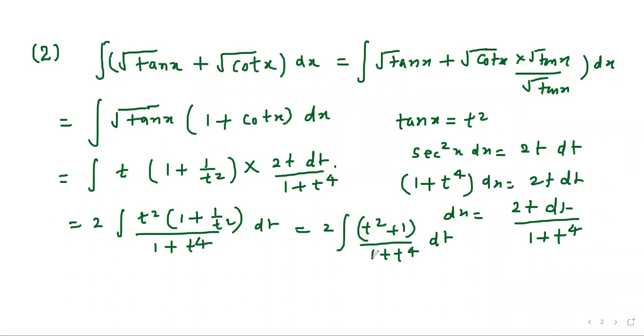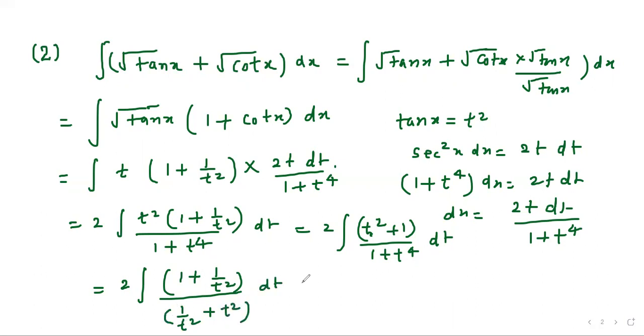Now we divide each term by t square. So we will get twice of integration. When divided by t square, the numerator will become 1 plus 1 upon t square, and in the denominator, when this is divided by t square, it will become 1 upon t square plus t square, dt.